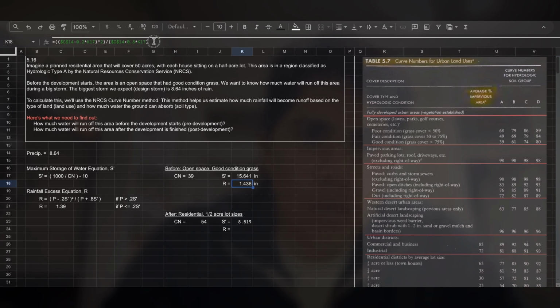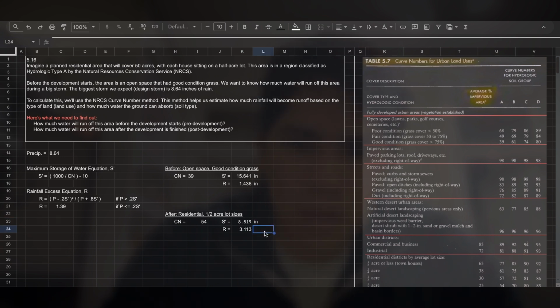Let's just copy this equation and just change the location of our curve number. So instead of K17, it will be K23 for our storage. The rest of it should be the same, except for the curve number. We're using the precipitation. Okay, no, we're good. So we get a value of 3.13.